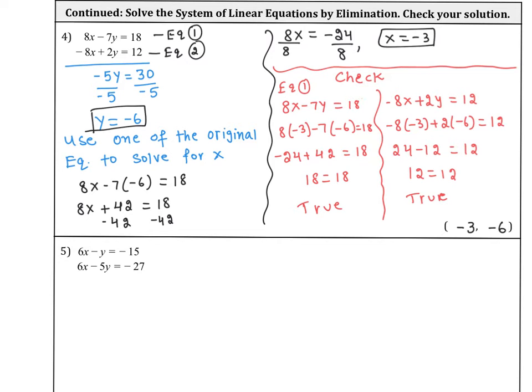For the checking part, you take equation number 1 and equation number 2 and plug in x as negative 3, y as negative 6, and see if the two sides are equal. If the two sides are equal, it means this is your solution.